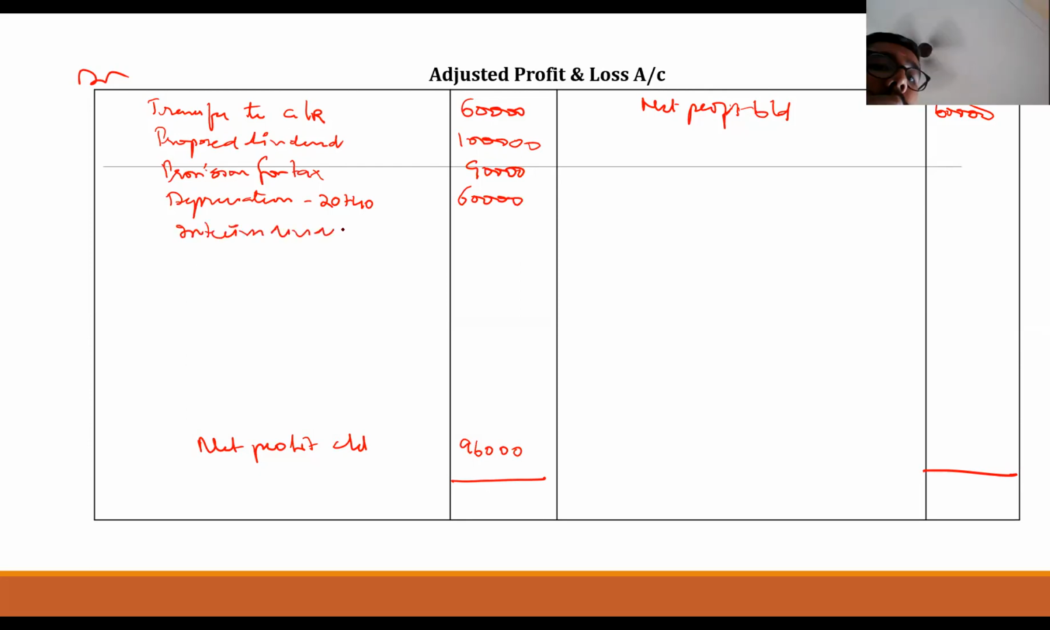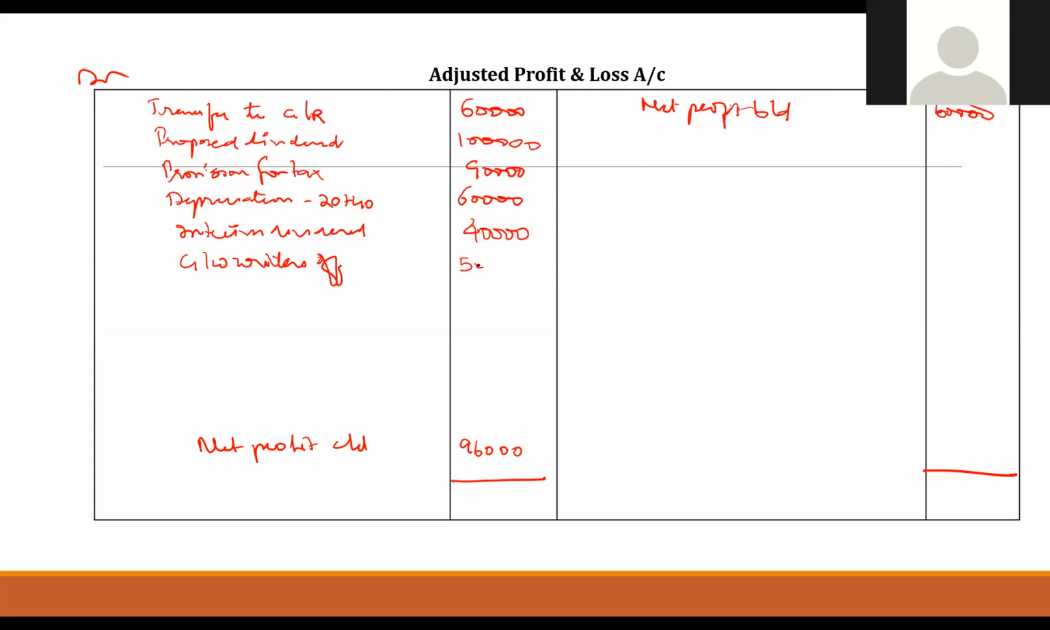Interim dividend, which is given in the adjustment. How much? 40,000. Last item, goodwill written off. How much? 50,000, the difference amount. Okay. Any other items? No, sir.